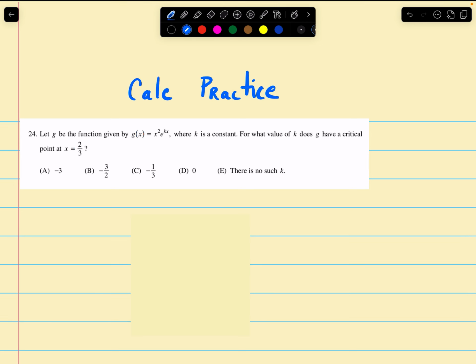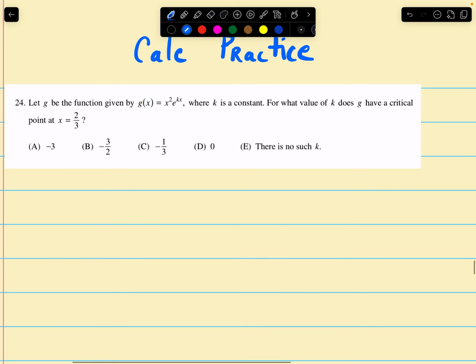Let's do this practice calculus problem together. We're given a function g. g of x is equal to x squared e to the kx, where k is some constant. For what value of k does g have a critical point at x equals 2/3?